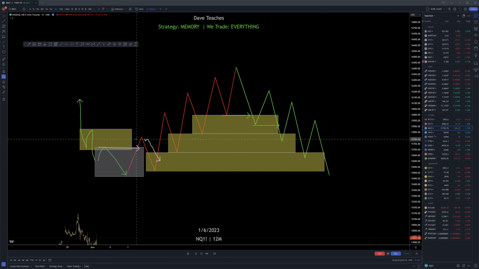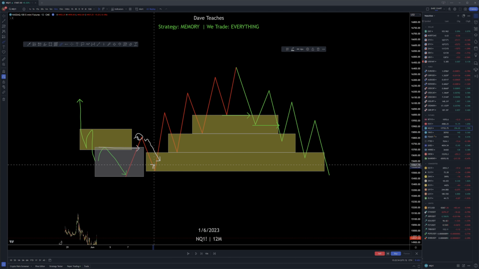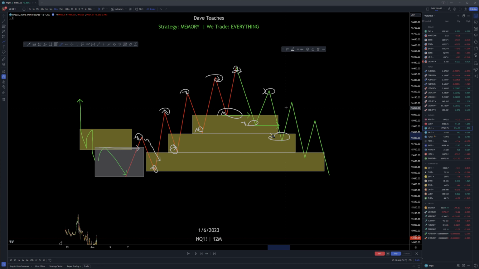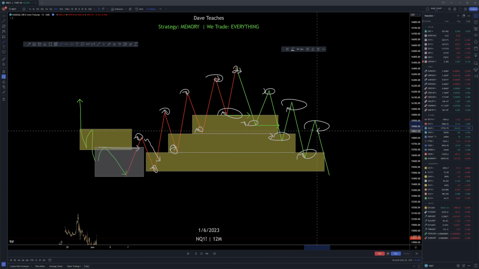The obvious, the short, the long, the short, the long, the short, the long.